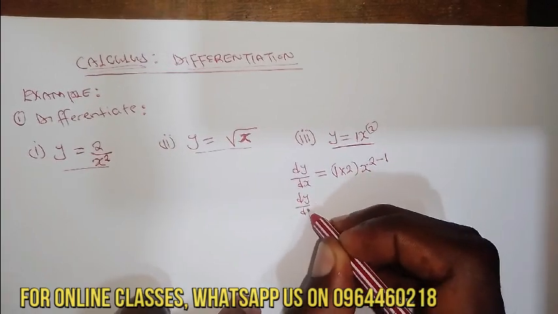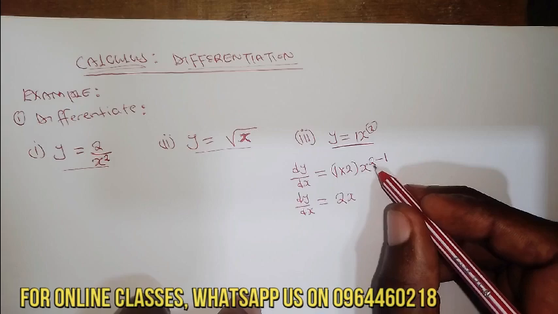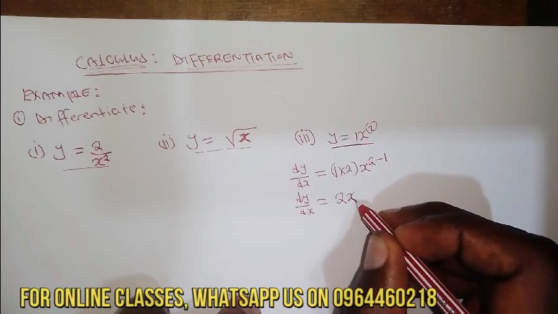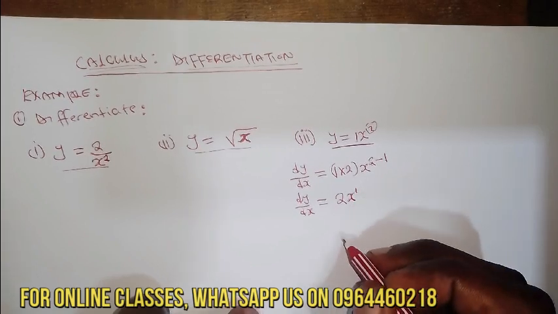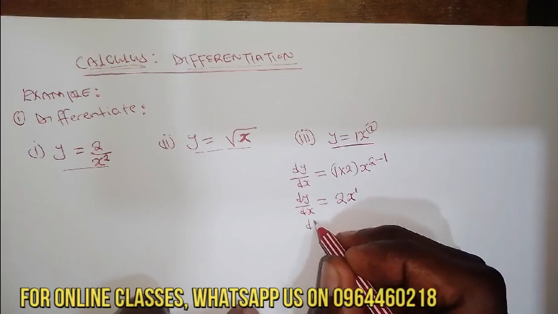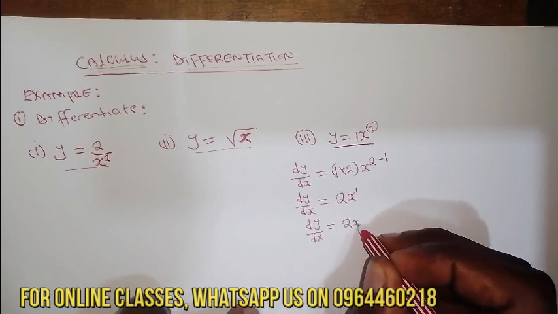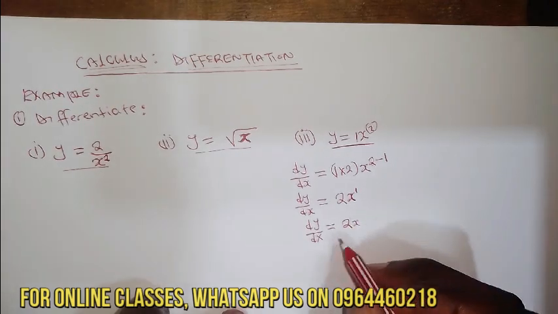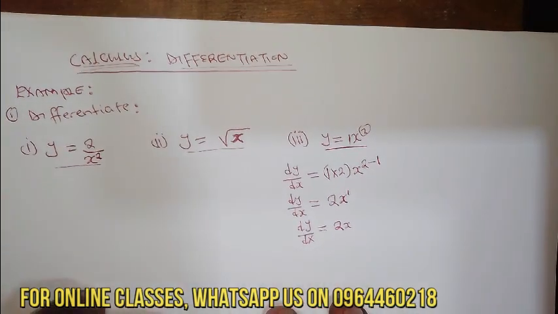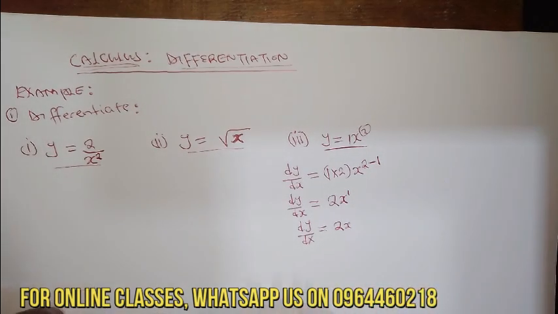So dy over dx will be equal to just 2x, because 2 minus 1 is just 1, so x to the power 1. We know that anything raised to the power 1 is just that thing. So dy over dx will be equal to 2x. This is what we call differentiation. The power normally reduces by 1. So the power always reduces by 1.